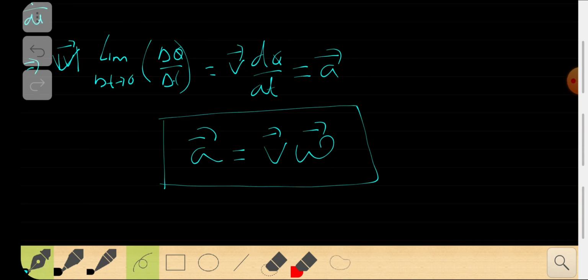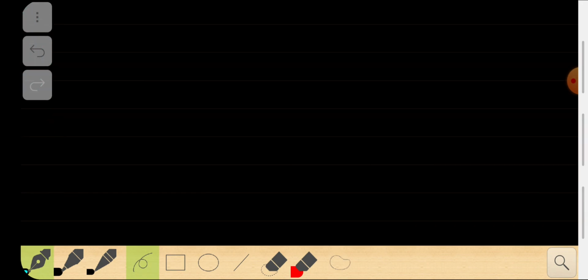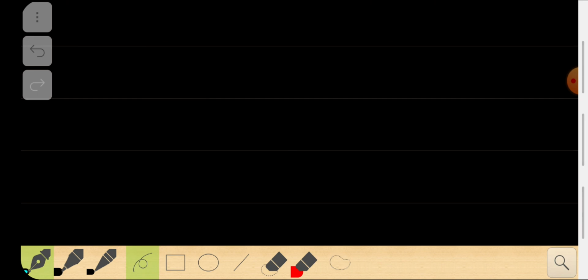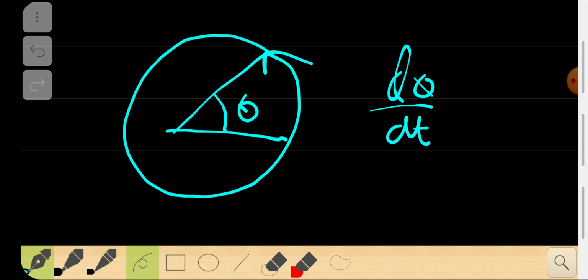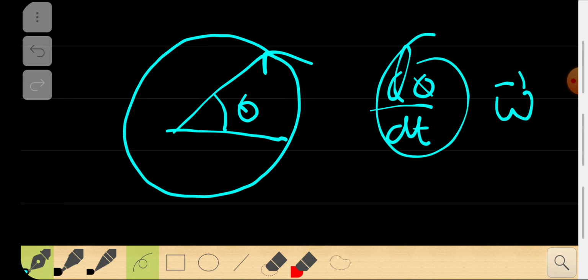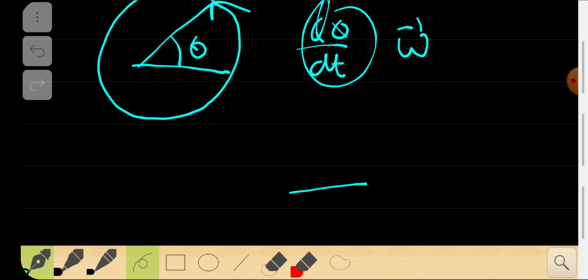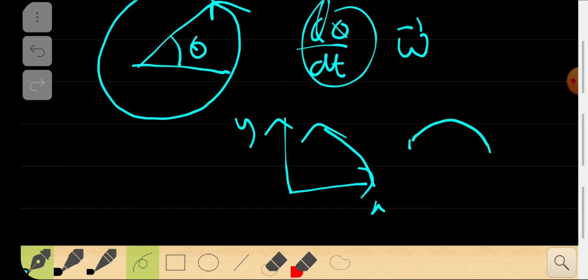Now let's look at the direction of this vector. For that, we always have to use the right-handed coordinate system. If you have something rotating in this direction and shifting from some angle theta, then d theta by dt, the time rate of change of theta, is also called omega. If you have an x axis here and y axis here, and you go from here to here, then using the right-handed thumb rule, if your fingers are curling like this, as I have explained before, the thumb will give you the direction of the resultant vector of the cross product.